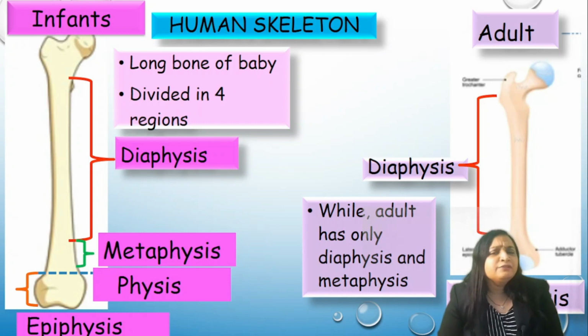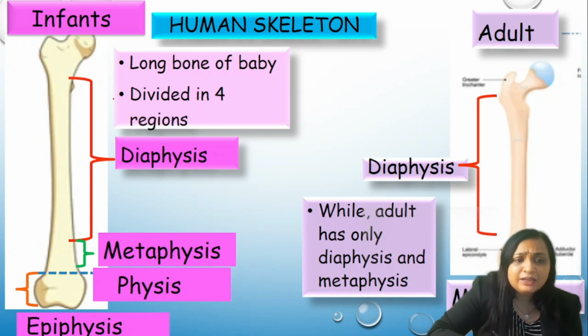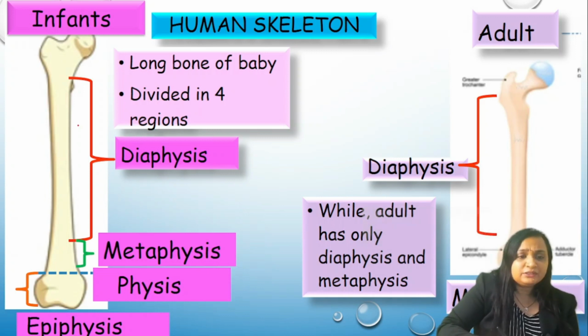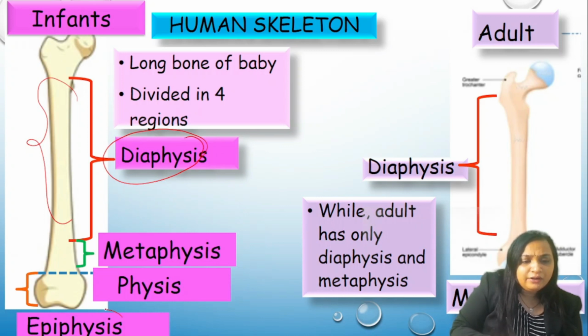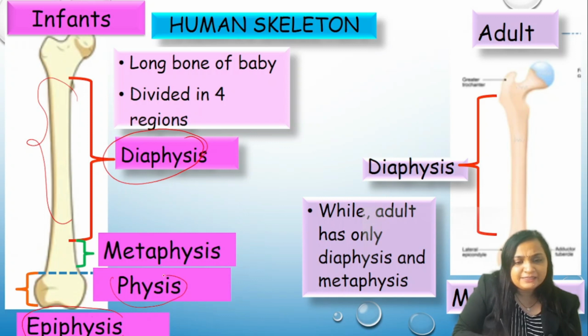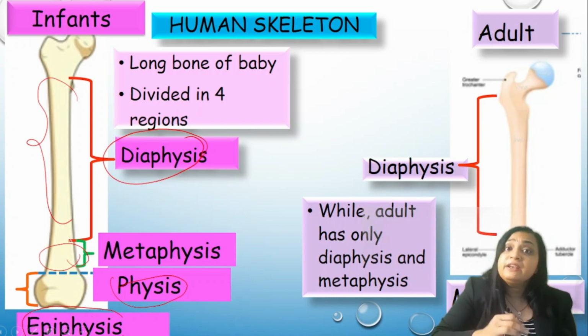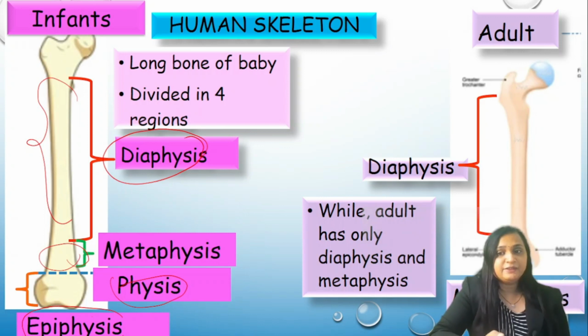Another very important fact about bone that we should learn: if you take a bone of an infant, it is divided into 4 regions. This central part is called diaphysis. Then the end part is called epiphysis. The part between the epiphysis and metaphysis is called physis, and this part is called metaphysis. So the bone of an infant has 4 parts: diaphysis, metaphysis, physis, and epiphysis.